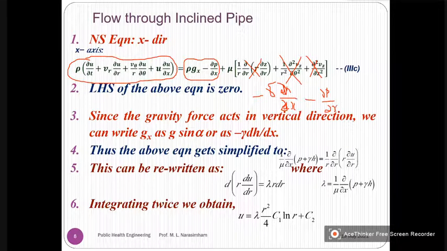If I combine these two, I'll get this as minus dou by dou x of P plus gamma H. So this is this one.